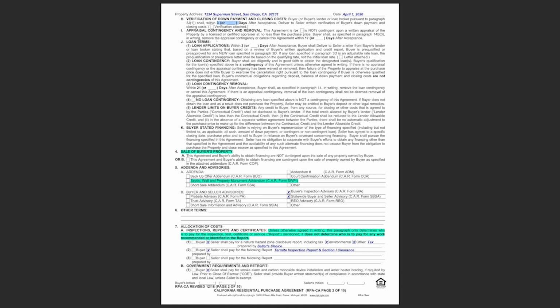Okay, next up is appraisal contingency and removal. In all of the purchase contracts, the appraisal contingency is set for a period of time of 17 days after acceptance. That is standard. If you need more time, you would fill it in right here to extend the contingency period for the appraisal to a longer period of time if you feel you need it. Now, your strongest offer is to leave it at 17 days or to lower it even if you're in a very tricky marketplace, but you want to pretty much leave it alone at 17 days.